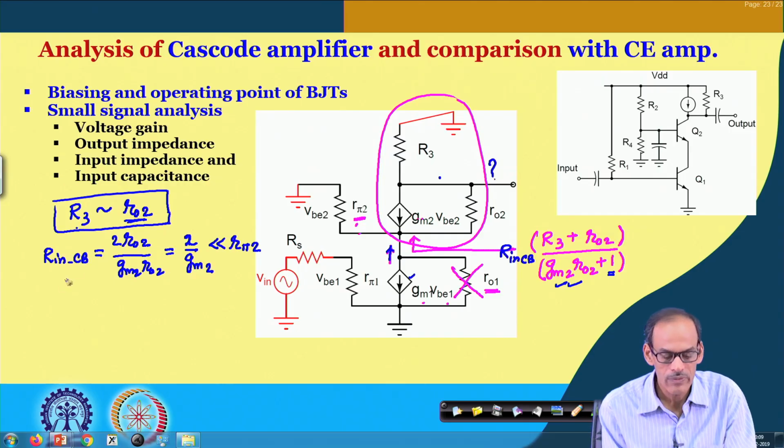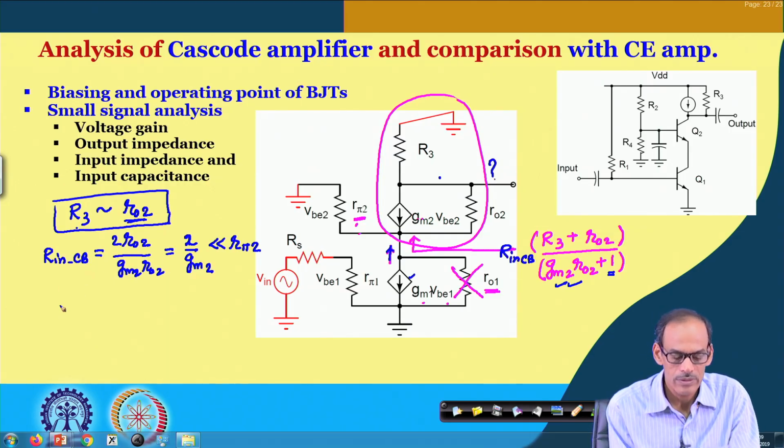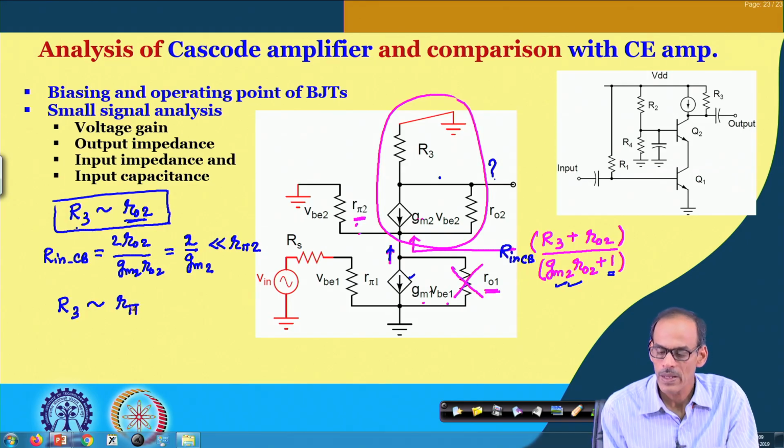On the other hand, if I say that R3 is in the order of r pi, and then let me call this r pi 2, and then g m2 r o2.